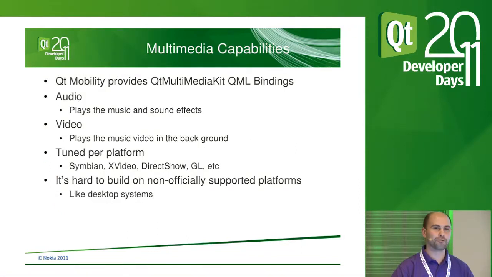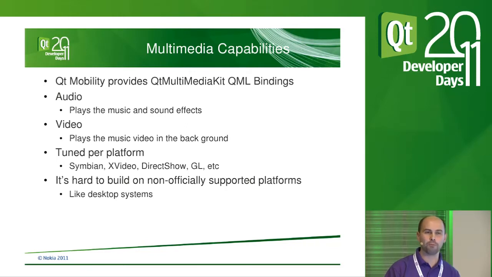Something that you get for free, that's not a problem, in fact a massive benefit when using Qt Quick, is that Qt Mobility provides Qt Multimedia QML bindings, so you get an audio item and a video item. This is how the music video and the MP3 for the game are actually played. It is tuned per platform, so there are differing backends. On Windows, you'll get one with DirectShow. On Symbian, you get the Symbian Multimedia Framework, and on X11, you would get XVideo or OpenGL.